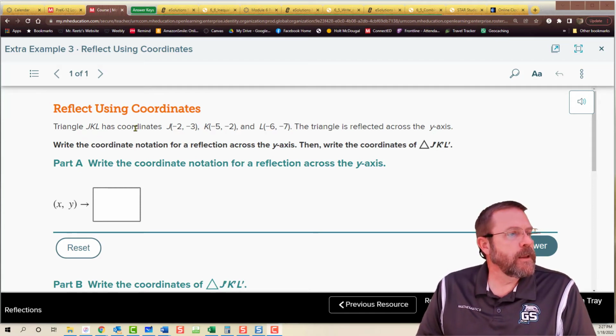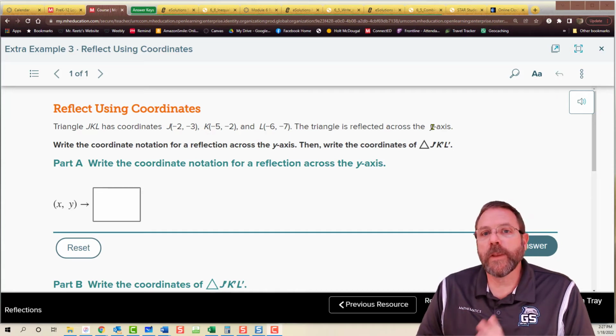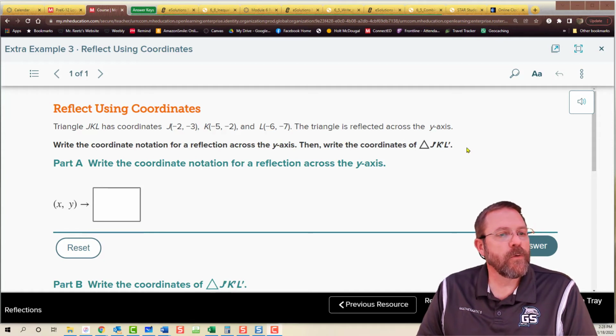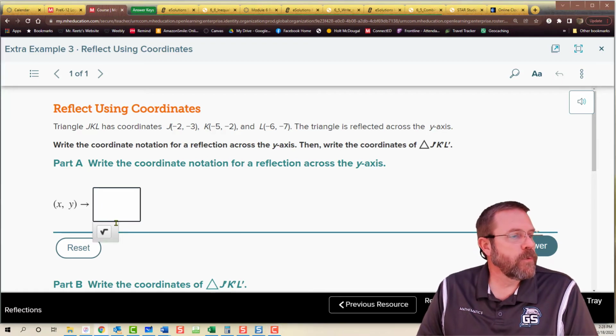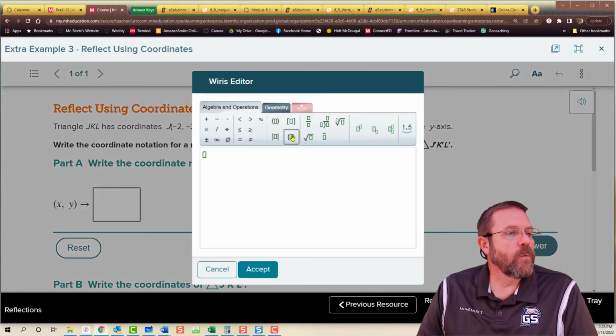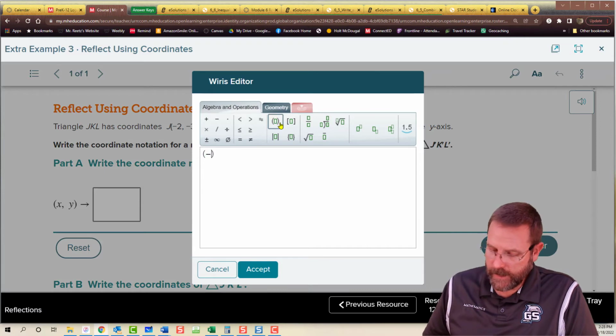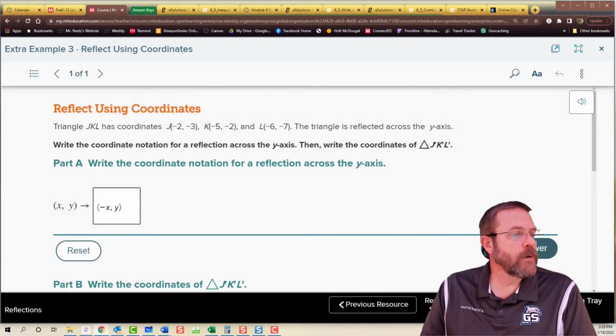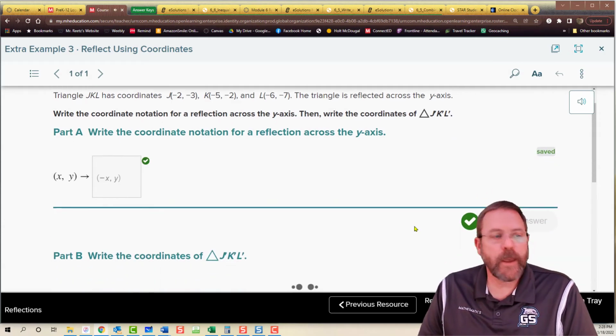Triangle JKL has the coordinates listed here. The triangle is reflected across the y-axis. That means the x-coordinates are going to end up changing. So, write in coordinate notation the reflection across the y-axis, and then write the coordinates for the triangle J', K', L'. So, what's going to change here? We're going to end up getting (-x, y) as the layout of the new problem. Check that. That part checks.